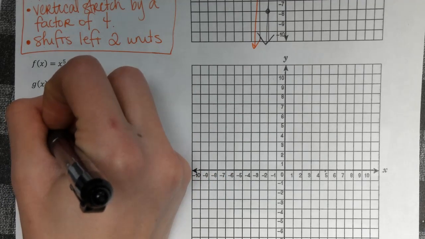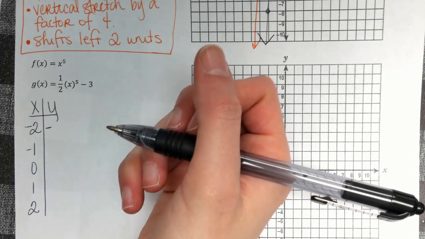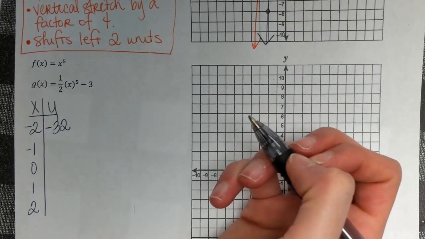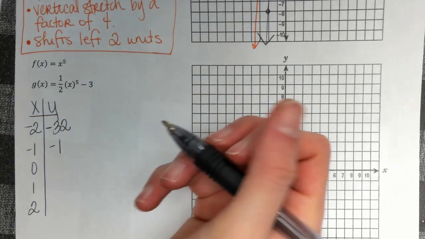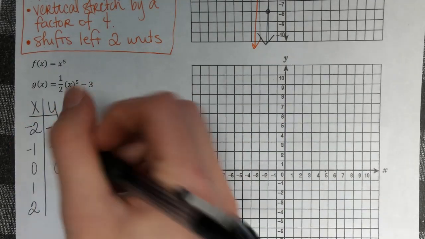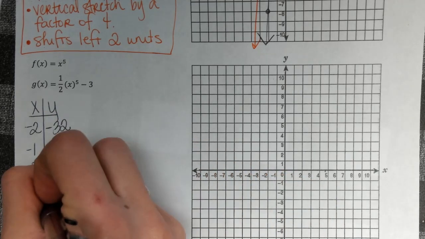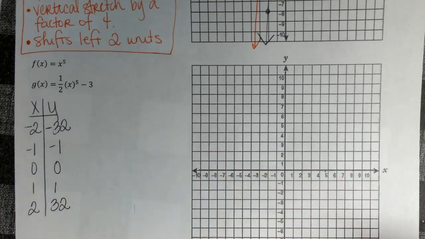you all have a calculator, negative 32. Negative 1 to the 5th stays negative 1. 0 to the 5th is 0. 1 to the 5th is 1. 2 to the 5th is now a positive 32.